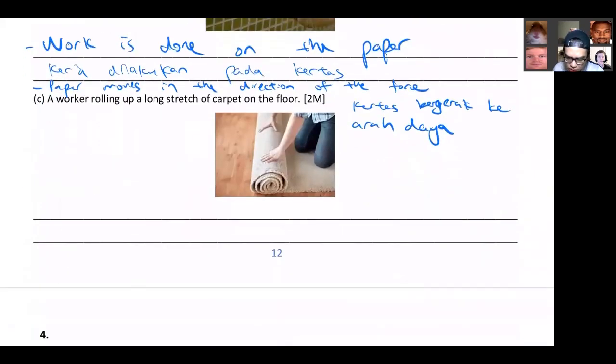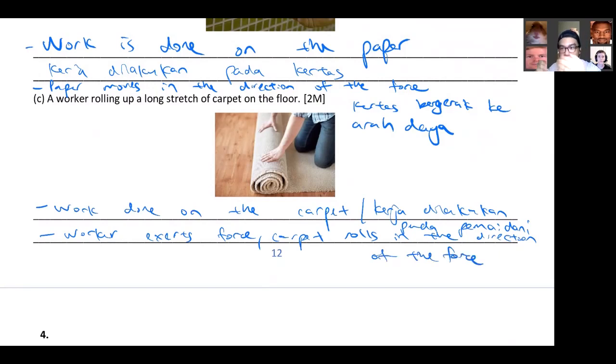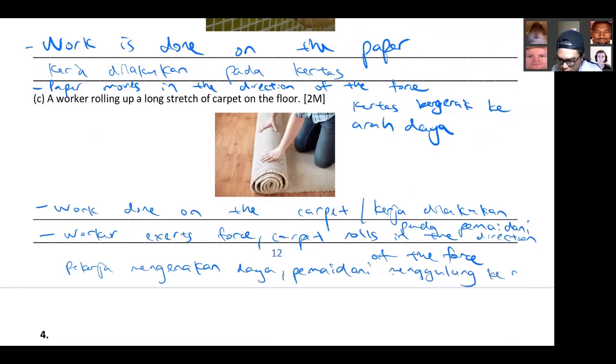You won't get 3. Rolling out a long stretch of carpet on the floor. So yes, there is work done. Work done on the carpet. Kerja dilakukan pada pemaidani. You can say the worker exerts force, carpet rolls in the direction of the force. I push the carpet in front, the carpet goes in front. So same direction, that is work done. So pekerja mengenakan daya. So pemaidani menggulung ke arah daya.